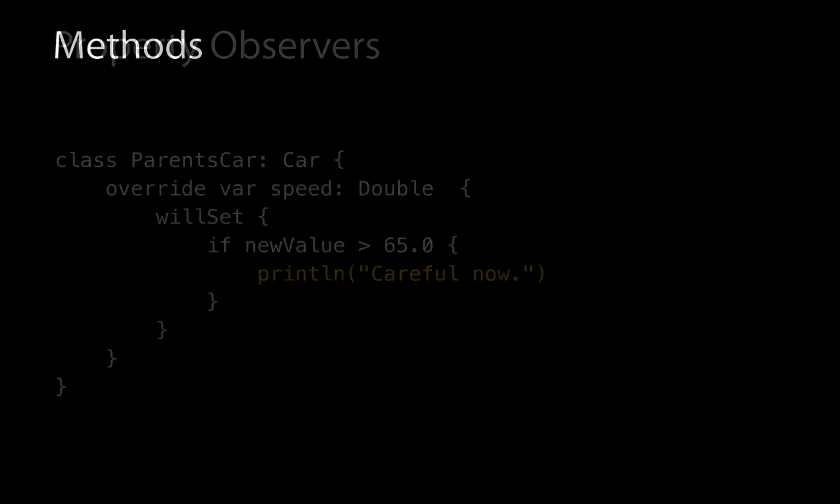So that's how we add properties. What about methods? How do we add methods to our classes? Well, here's a simple class called Counter. Just keeps track of how many times something has happened.